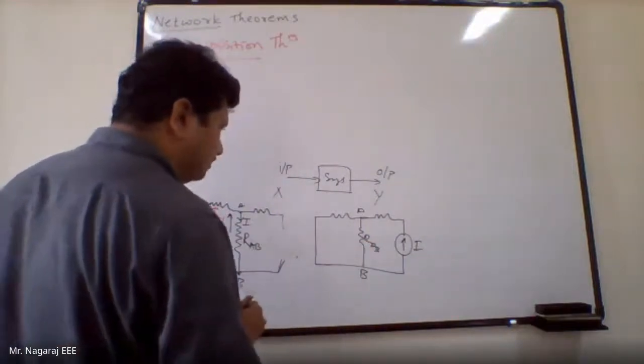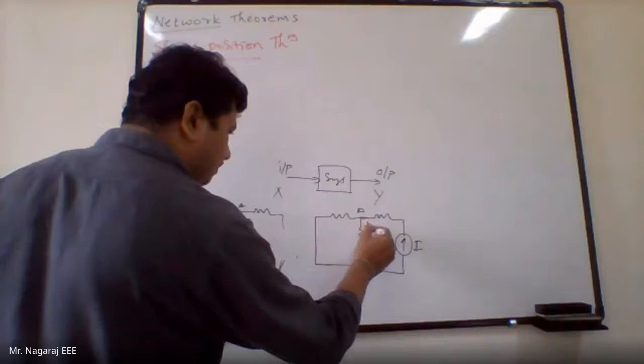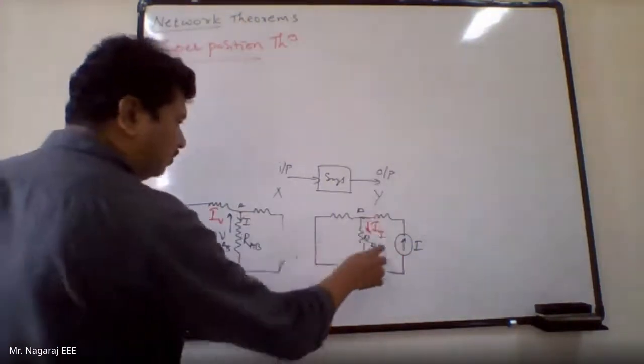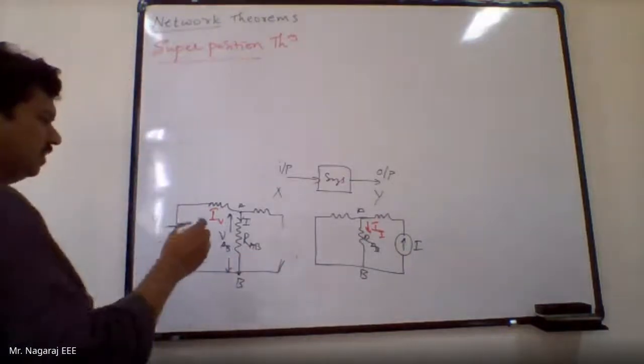Now find the current in II. Current due to current source. Okay.